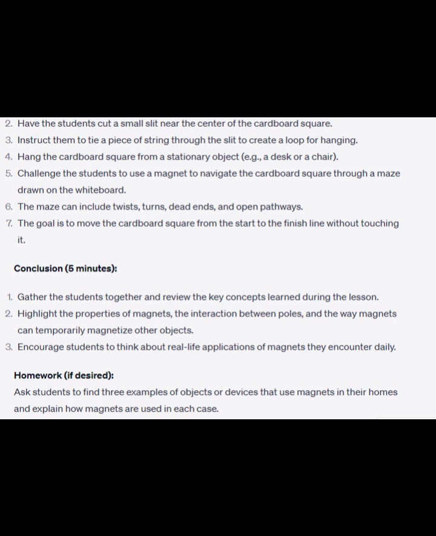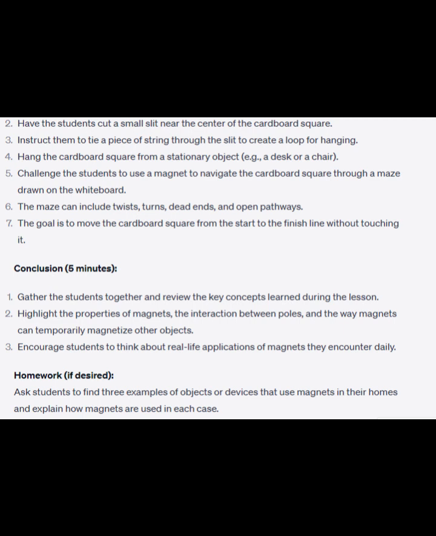Hang the cardboard square from a stationary object, e.g., a desk or a chair. Challenge the students to use a magnet to navigate the cardboard square through a maze drawn on the whiteboard. The maze can include twists, turns, dead ends, and open pathways. The goal is to move the cardboard square from the start to the finish line without touching it.